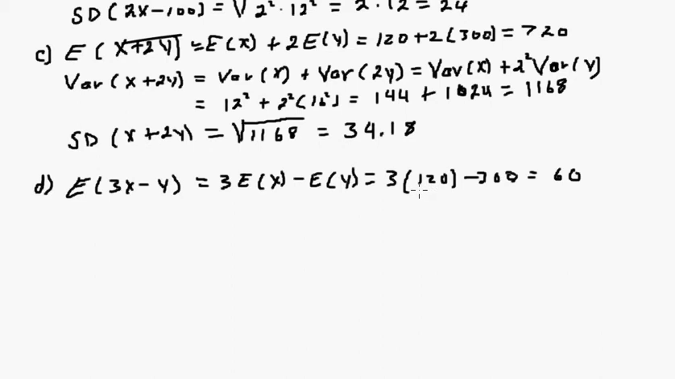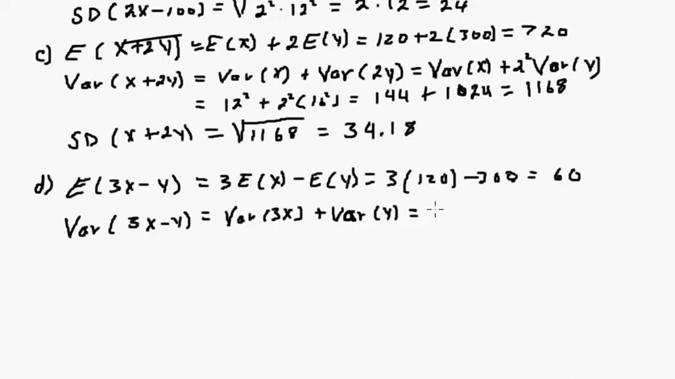Okay, so now I'm going to move a little bit slower. But the thing we got to watch out for are a couple things. 3x minus y, the variance. So that's going to be the variance of 3x plus, that was the first thing we had to see, plus the variance of y. And then we have to square the 3, so it's 3 squared times the variance of x plus the variance of y.